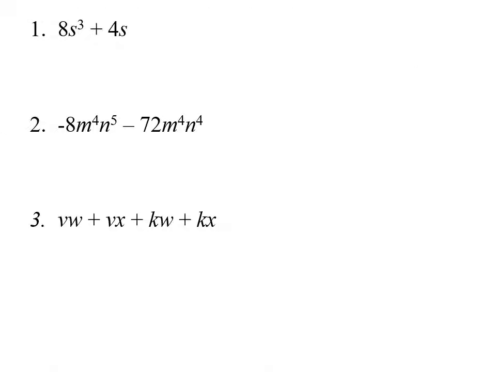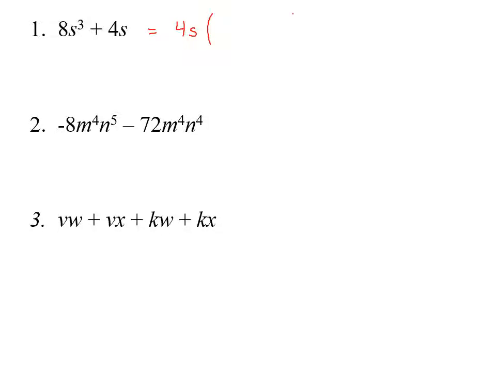So the first ones I want to look at are greatest common factor only. So the first 2 are only things that have a greatest common factor. So this 8s cubed plus 4s, you're looking for the number that will go into both 4 and 8, and you're looking to pull off the smallest exponent. So a number that will both go into 4 and 8 would be 4. 4 will go into 4, 4 will go into 8. And so I can pull out the 4 in front and the smaller of the powers. There's an s cubed and an s to the first, so I pull out the s to the first.